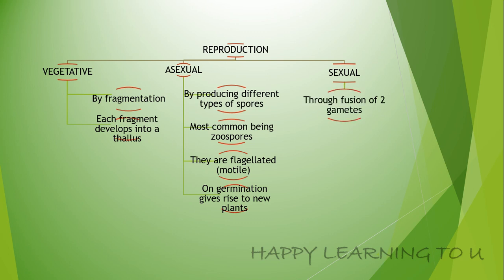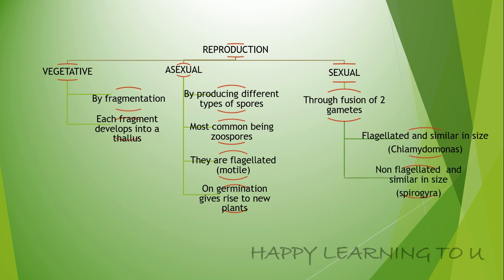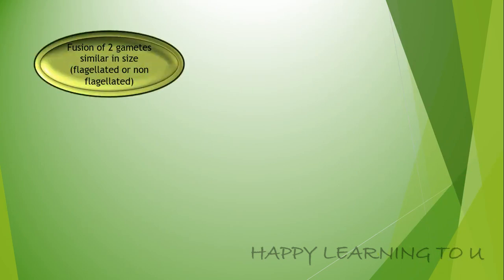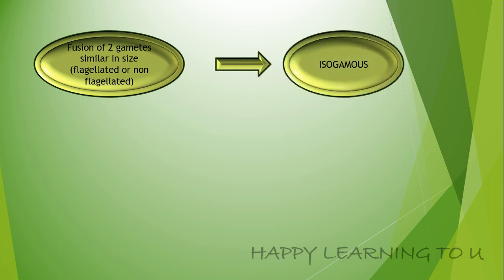Now, sexual reproduction is through fusion of two gametes. These two gametes may be flagellated and similar in size, for example in Chlamydomonas, or they may be non-flagellated but still similar in size, for example Spirogyra, or they may be dissimilar in size. This is about reproduction. Now, the fusion of two gametes similar in size, whether they are flagellated or non-flagellated, is known as isogamous.